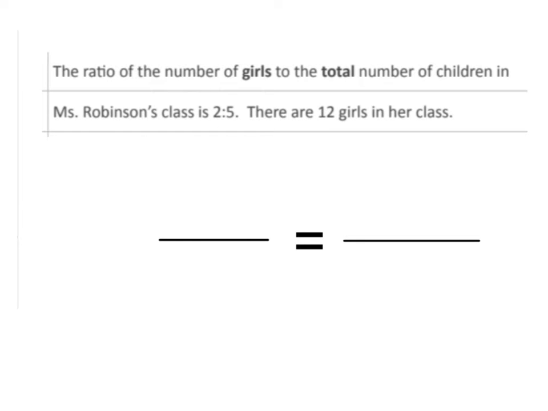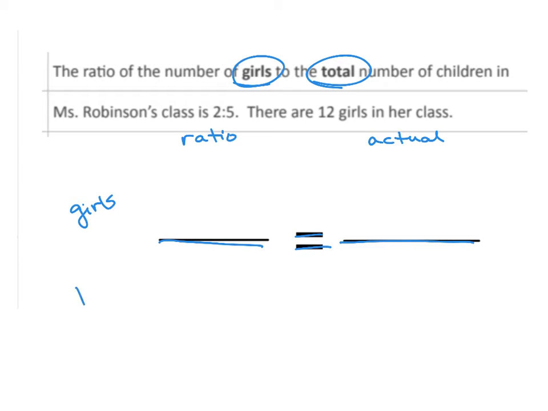The ratio of girls to the total number of children in Miss Robinson's class is 2 to 5. So we're always going to start with this ratio set up. A line equals another line. This first one is going to be our ratio. The second one is going to be the actual. And right now I'm using girls and total. So I'm going to label the top one as the girls and the bottom one as the total.